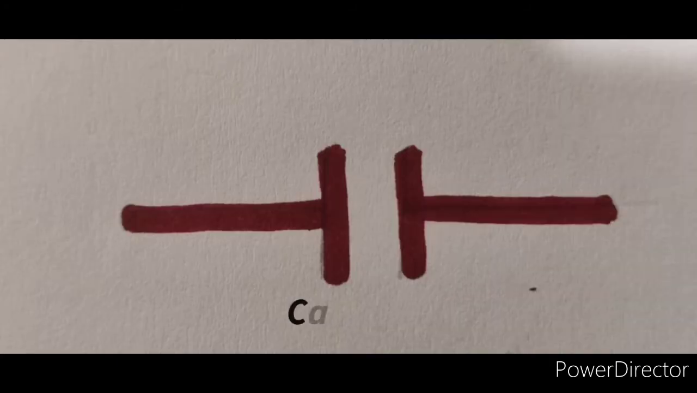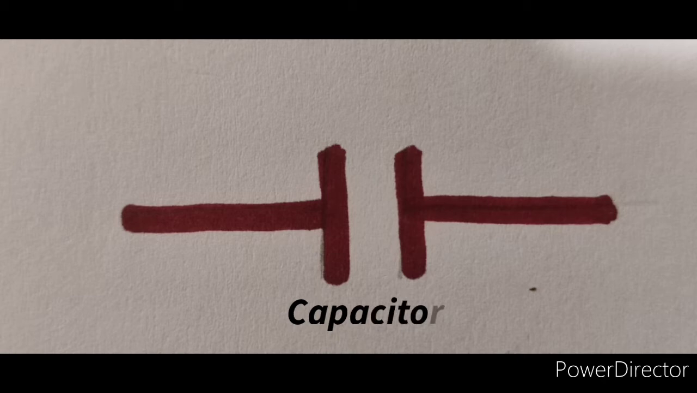The third symbol here is of a capacitor. A capacitor is an electrical device used for storing electric charge and energy. Its unit is farad, F-A-R-A-D, farad.